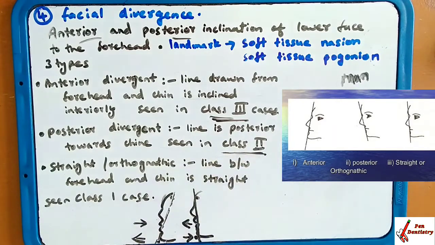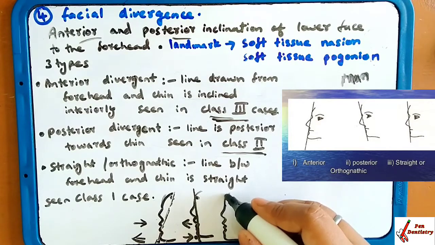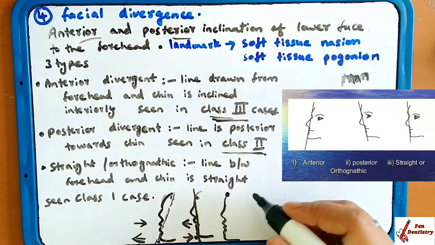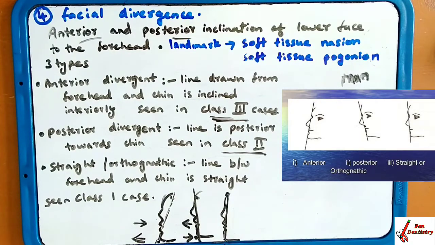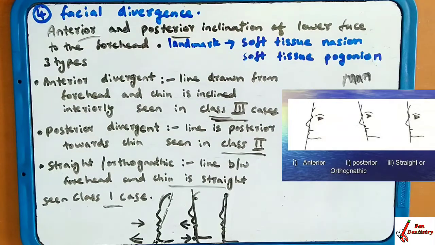In malocclusion class 2 cases, the profile will be like this. The straight profile, from the forehead soft tissue to the pogonion, is a straight line between the forehead and the chin. This is seen in class 1 malocclusion cases. Hope you are understanding the topic which I am taking today.